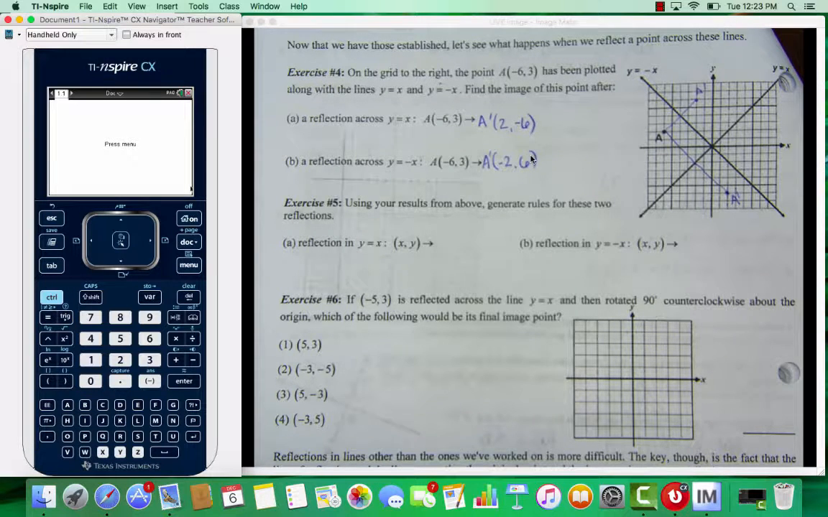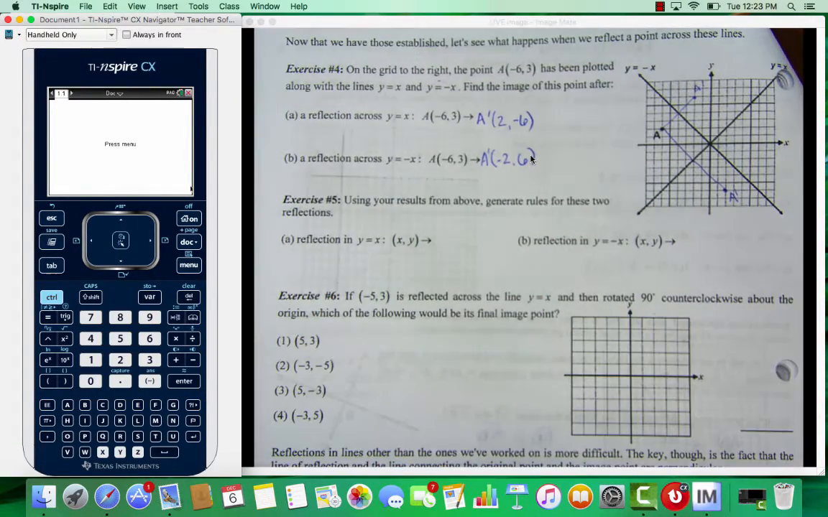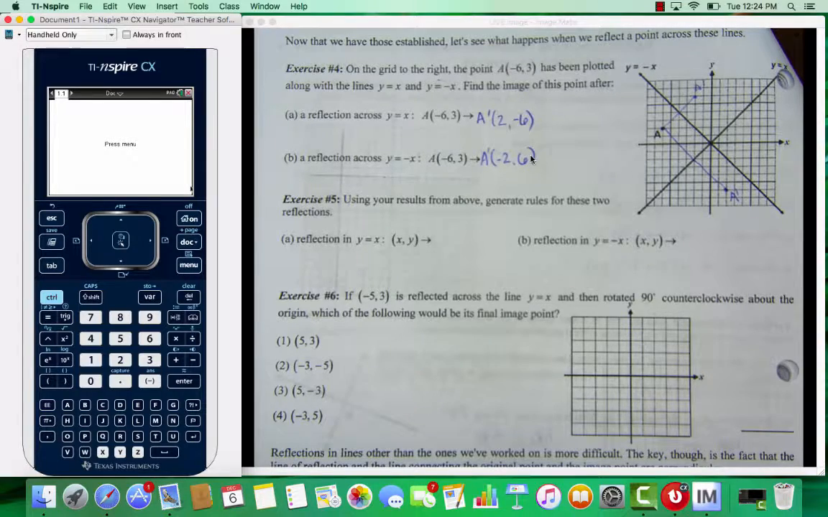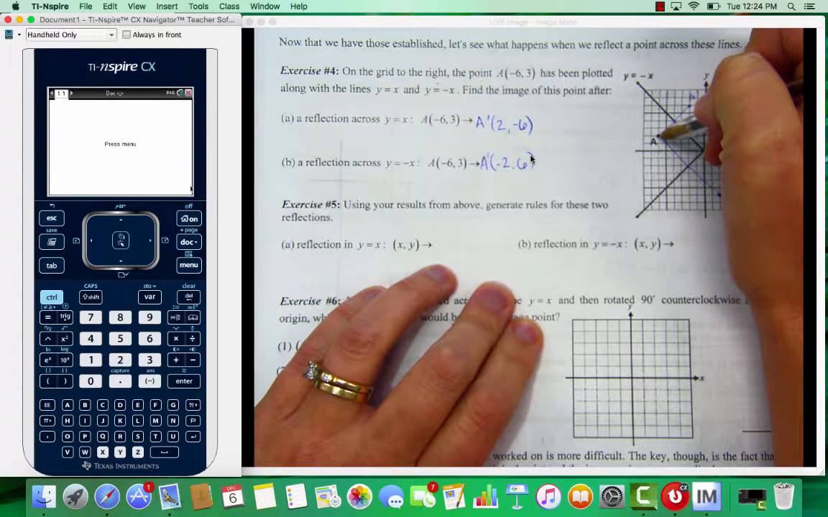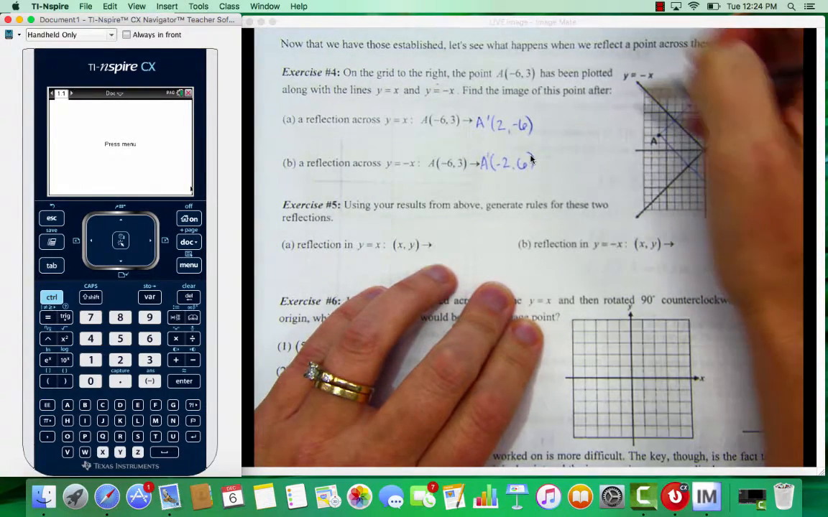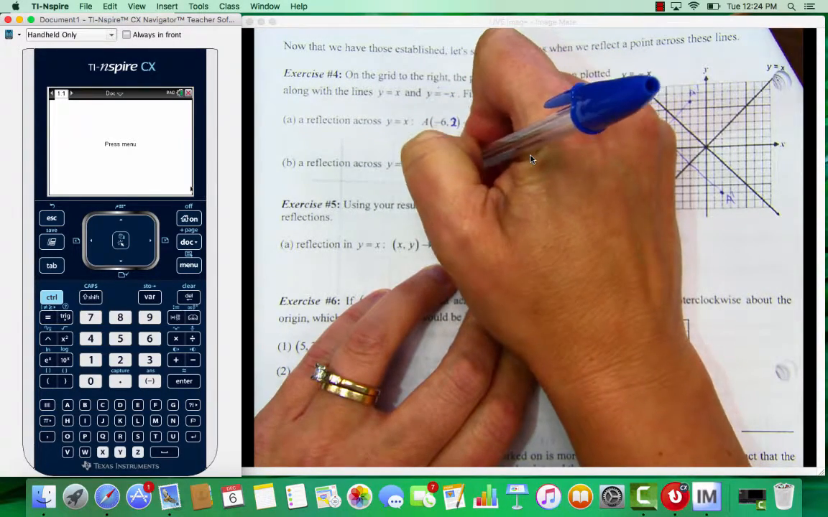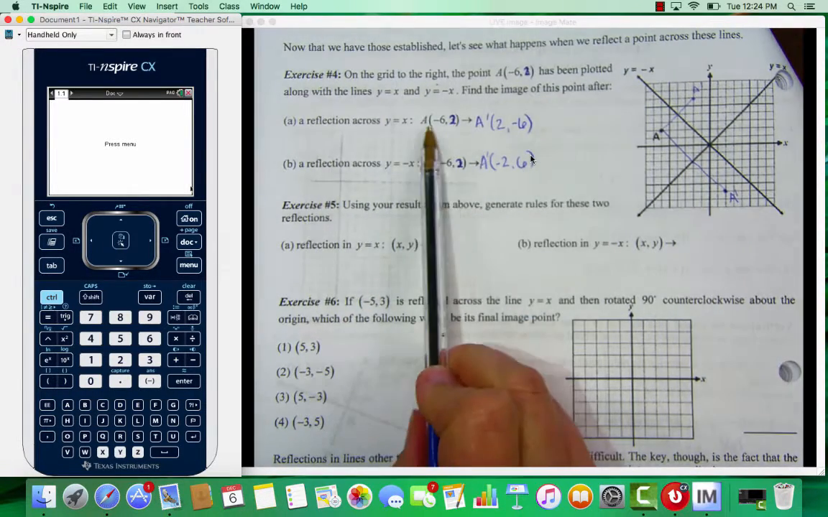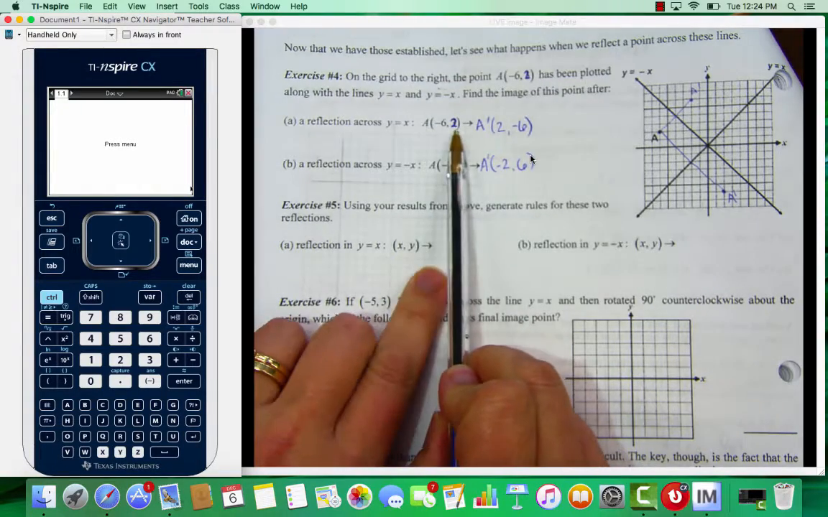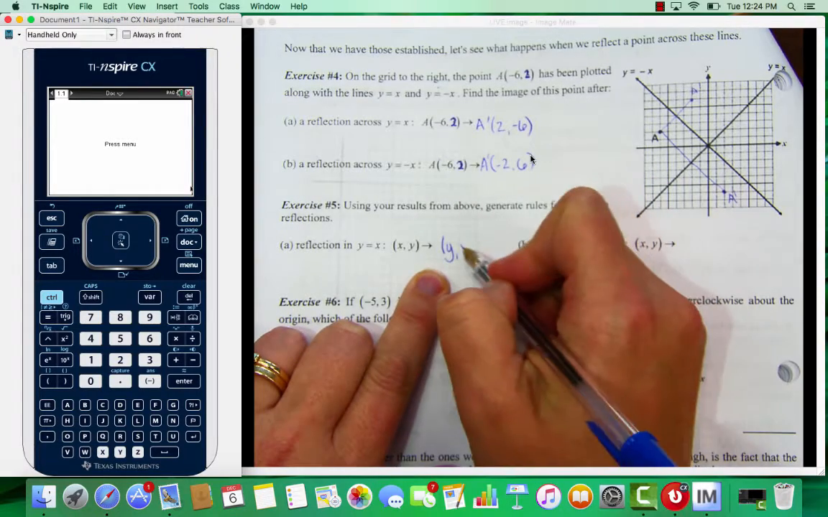All right, so using what we saw up above in those examples, let's try to come up with a rule. To reflect over the line y equals x, what happens to our coordinates? Well, actually, the point A started off at negative 6, 2, so we're just going to change that. That'll help us out a little bit. Okay, so now what happened to our points? Well, to reflect over the line y equals x, it looks like our y value came first, and then our x value came second.